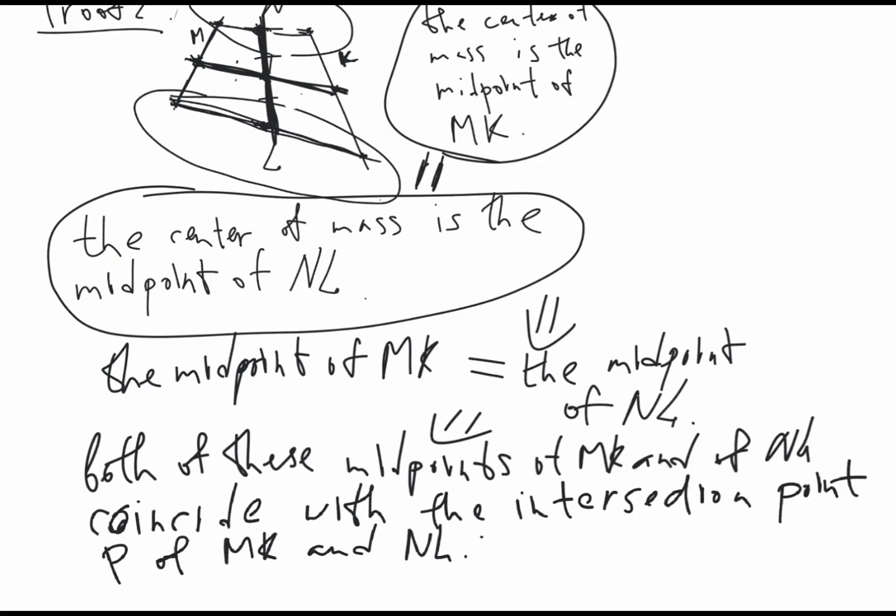Therefore, I can write even more explicitly. Therefore, P divides each of these segments in half. So MP is equal to PK. Therefore, P is the midpoint of both of these segments. So MP is equal to PK and NP is equal to PL. And this concludes the proof.